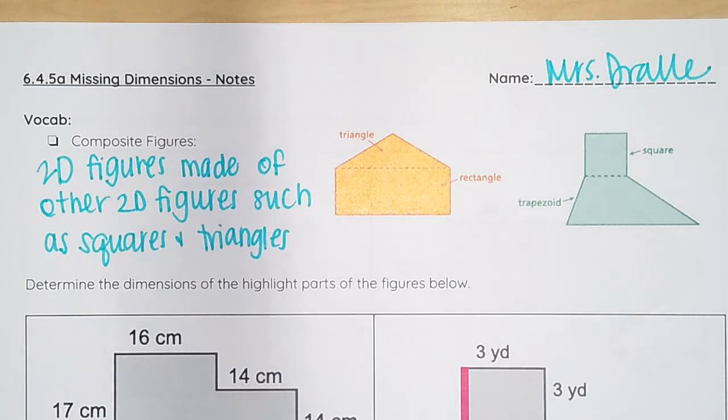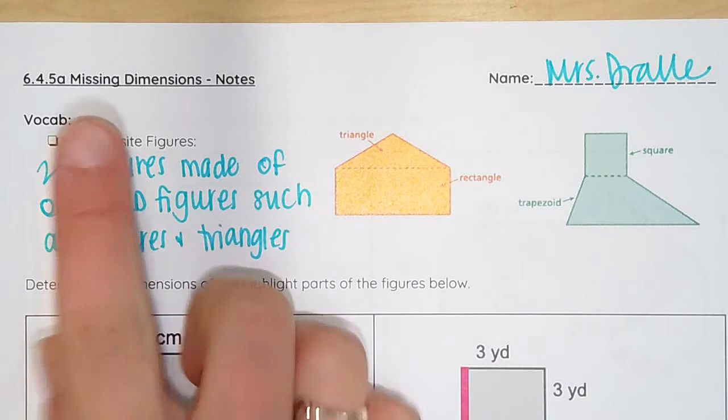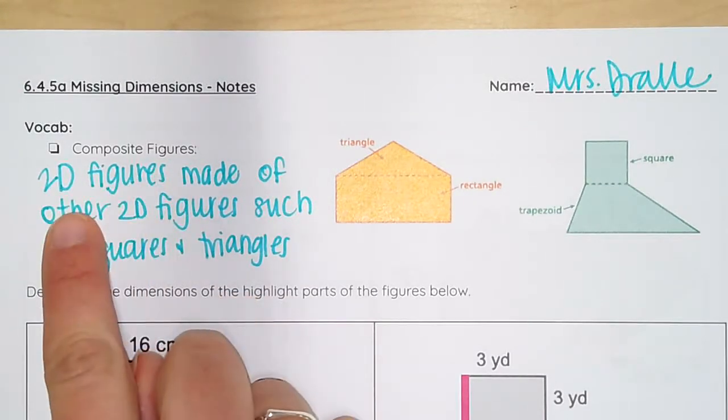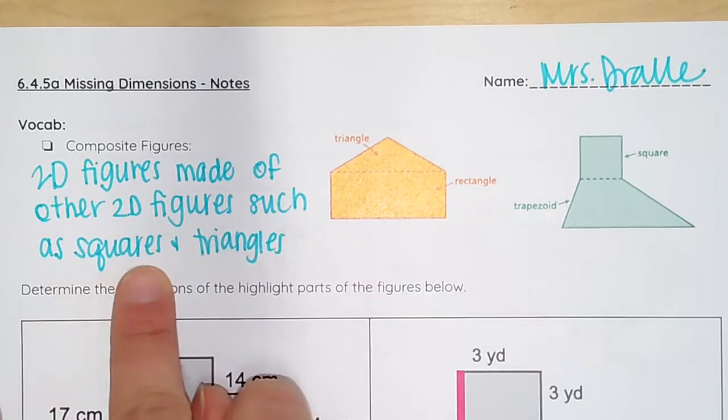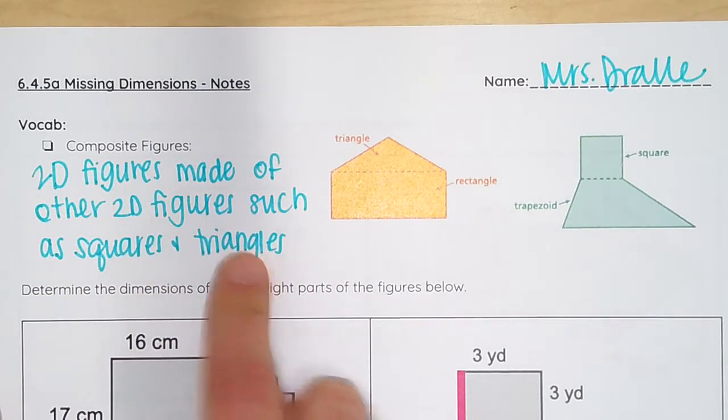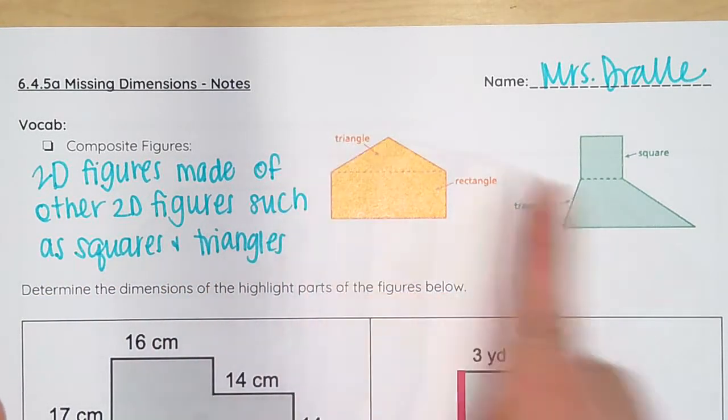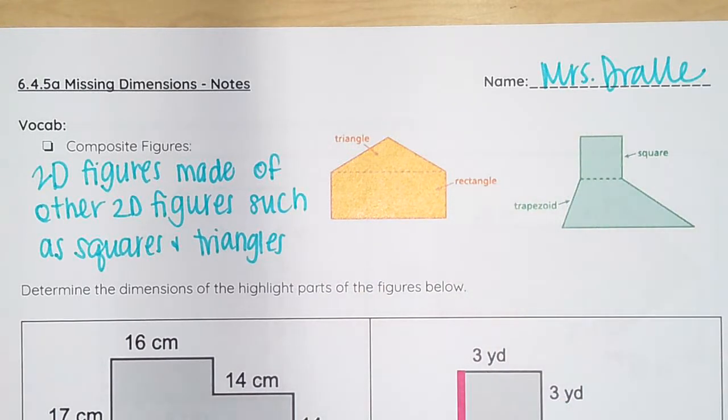Today we are going to talk about composite figures. Composite figures are 2D figures that are made up of other 2D figures such as squares and triangles. These are two examples of composite figures.